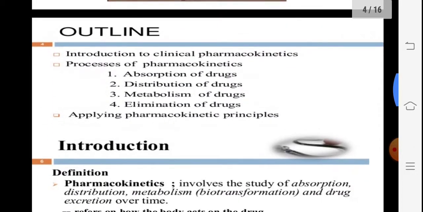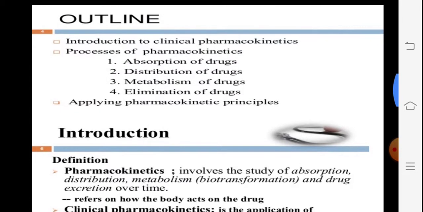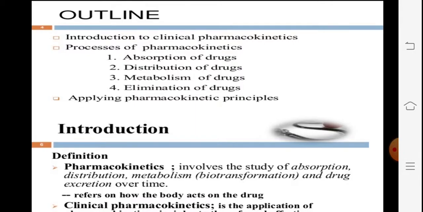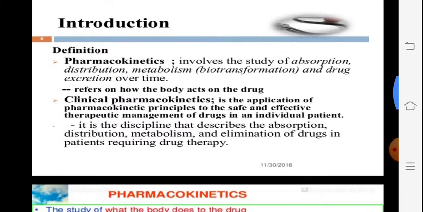Then there are the outlines of clinical pharmacokinetics. Our second point is there. So in pharmacokinetics: absorption of drug, distribution, metabolism, and the elimination of drug. They are related with this certain principle.